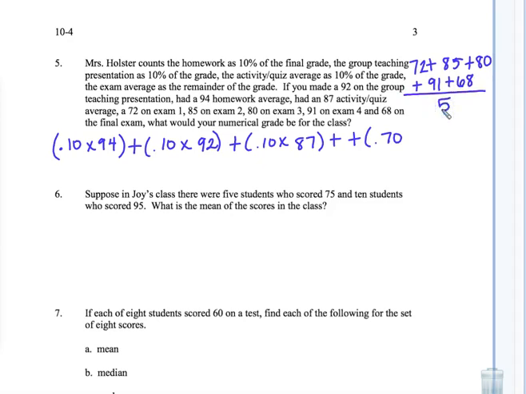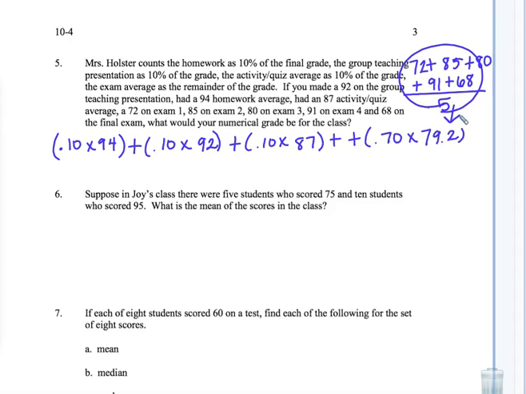All right, so 72, 85, 80, 91, and 68 on the 5 tests. Total those up, divide by 5, and when I do that, I get an average there of 79 and 2/10. That went right there. All right, so now it's as easy as using a calculator.